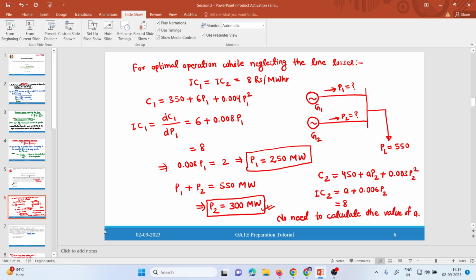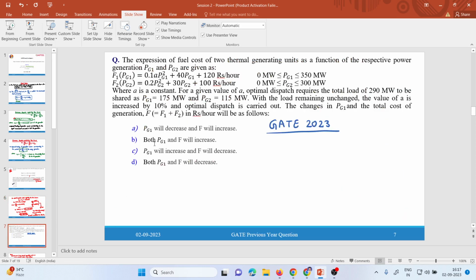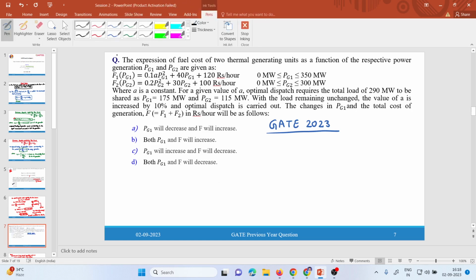So let us see the next problem. The next problem is a recent one, from GATE 2023, and this is quite a bit lengthy. So you can try yourself, but I will solve this quickly. So this is the second problem.